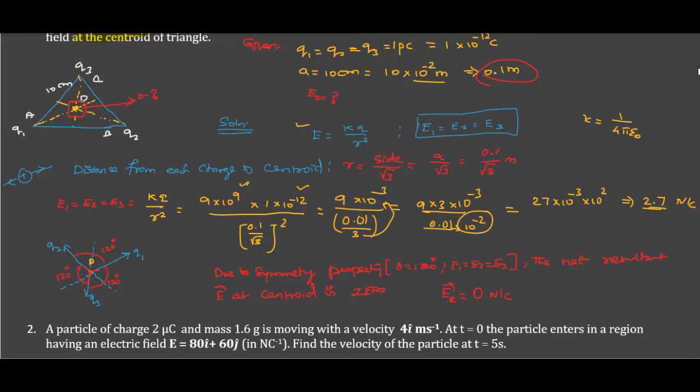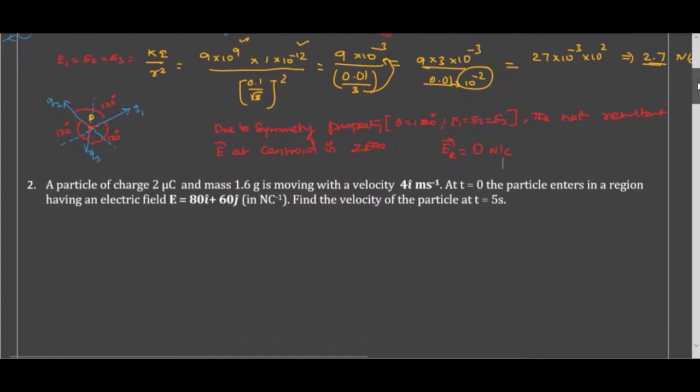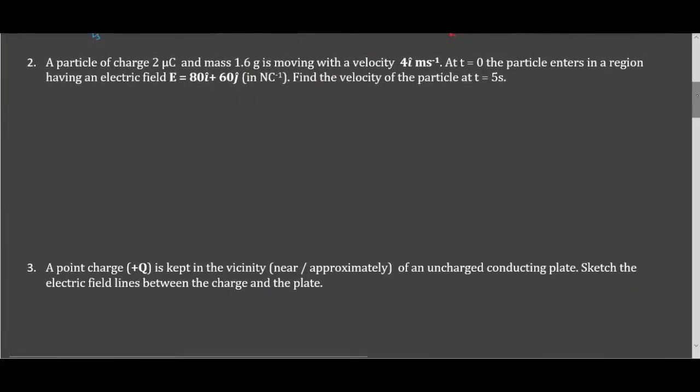Now I am moving to the second concept. A particle of charge 2 microcoulomb and mass 1.6 gram is moving with velocity 4 meter per second, that means the particle is moving along the x-axis. At t equal to 0, the particle enters a region having electric field E given as 80i plus 60j Newton per coulomb. Find the velocity after a time of 5 seconds.